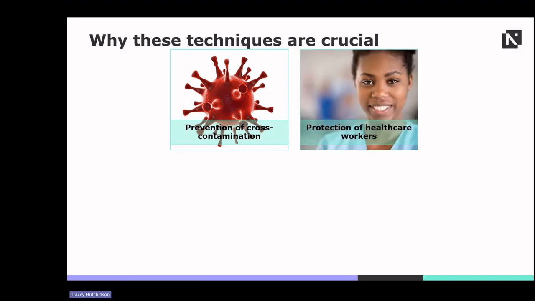Protection of healthcare workers. Healthcare workers are at risk of exposure to infectious agents during patient care activities. Proper hand hygiene, PPE usage, and safe sharps disposal protect healthcare workers from contracting infections and experiencing occupational hazards such as needle stick injuries.